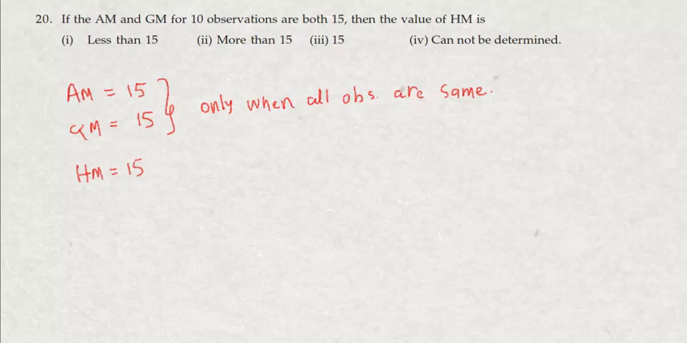So generally the rule is arithmetic mean is greater than geometric mean is greater than harmonic mean. But if all the observations are the same, then we can also say arithmetic mean is equal to geometric mean is equal to harmonic mean. So in this case our answer is 15.